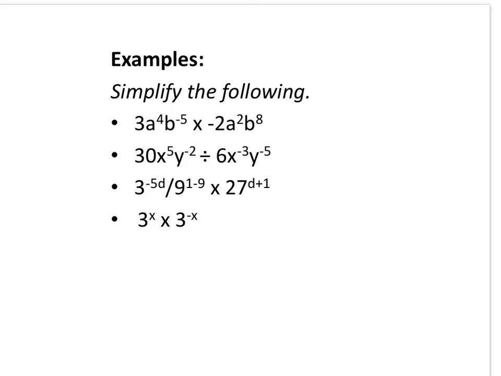Number 3, 3 raised to the power minus 5d all over 9 raised to the power 1 over 9, 3 raised to the power minus 5 over d all over 9 raised to the power 1 minus 9 times 27 raised to the power d plus 1. Number 4, 3x times 3 raised to the power minus x. So we'll now look at the solutions to these questions.